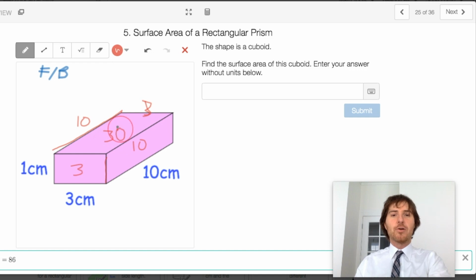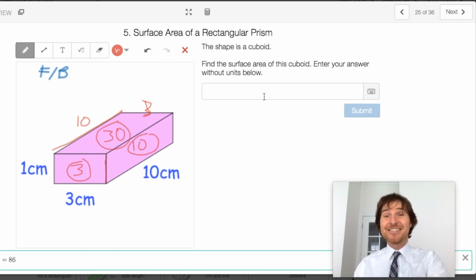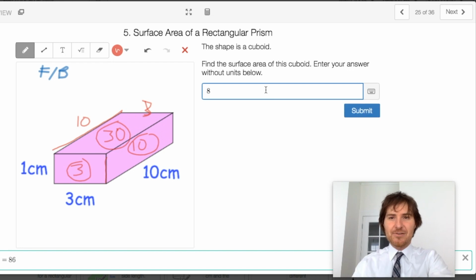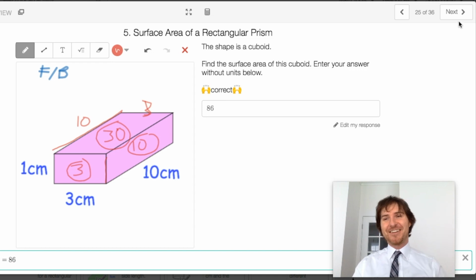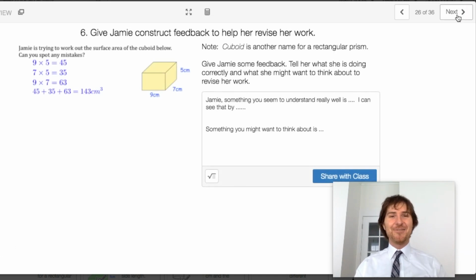What am I going to do? Well, I've got 6 faces in total. I can only see 3, so I'm going to double whatever I have here. 30 plus 10 is 40, plus 3 is 43, so I think this is going to be 86. No units, right? Without units below, and then it's going to bow down to me again because this is going so well. I'm doing so well here.